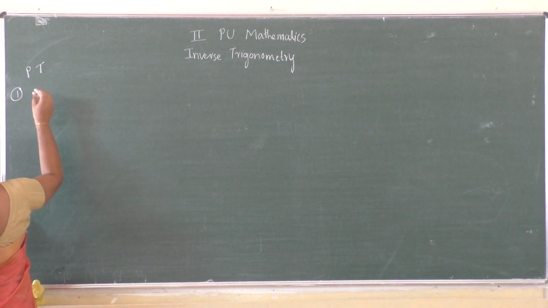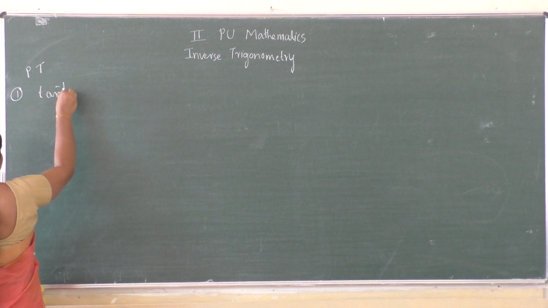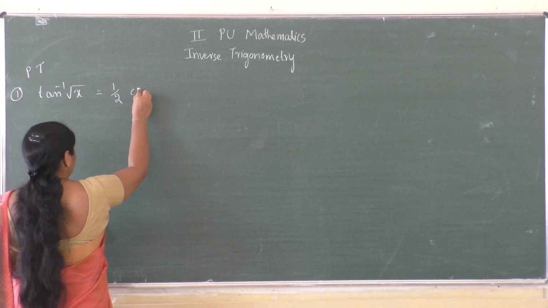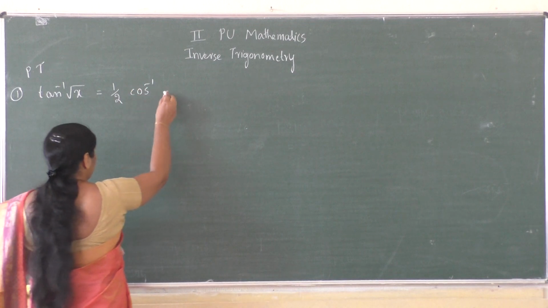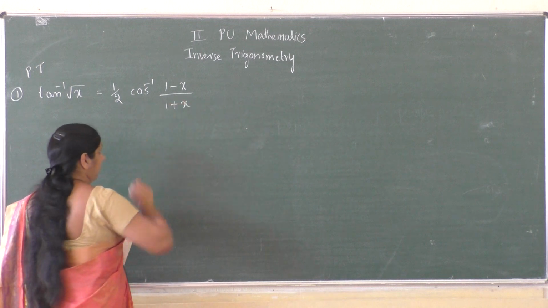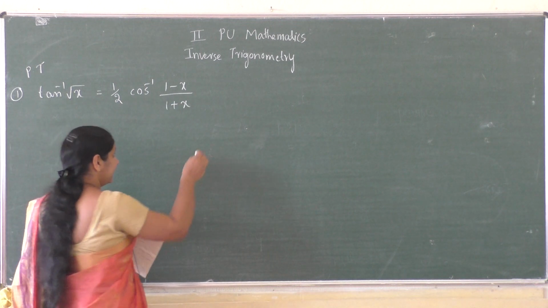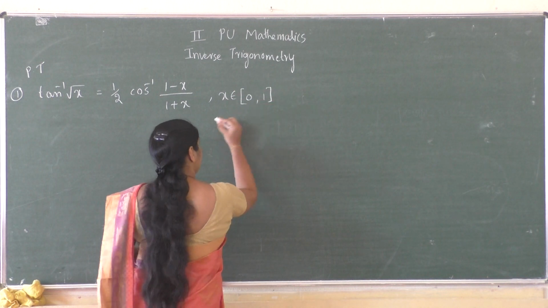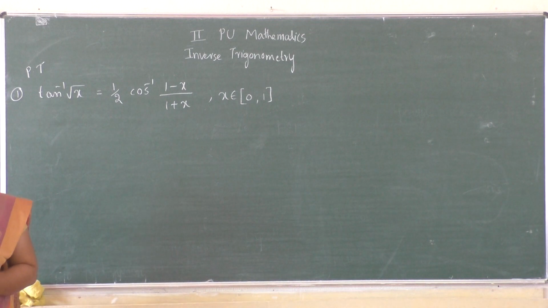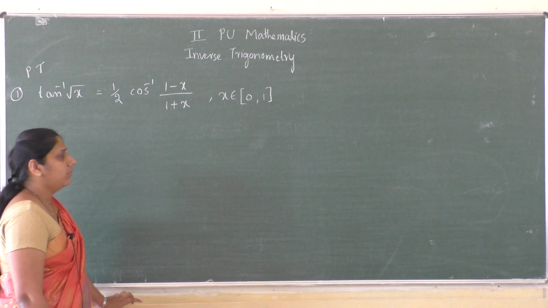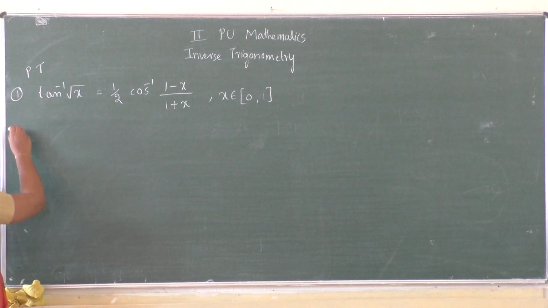Prove that. First question: tan inverse root x equal to 1 by 2 cos inverse of (1 minus x) divided by (1 plus x), where x belongs to the closed interval [0, 1]. So you have to prove tan inverse root x equal to 1 by 2 cos inverse (1 minus x) by (1 plus x). So, solution.